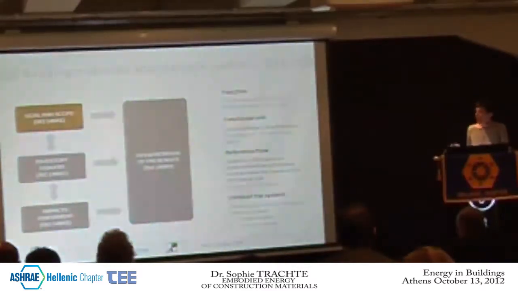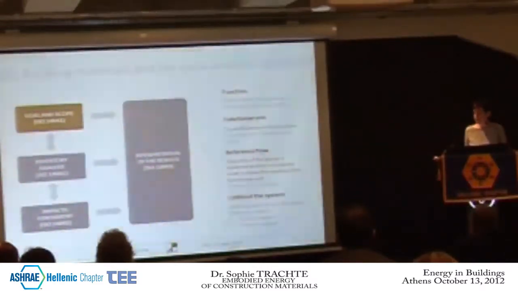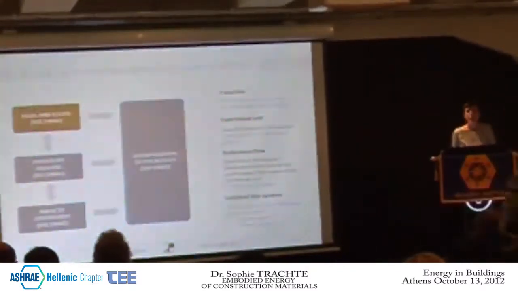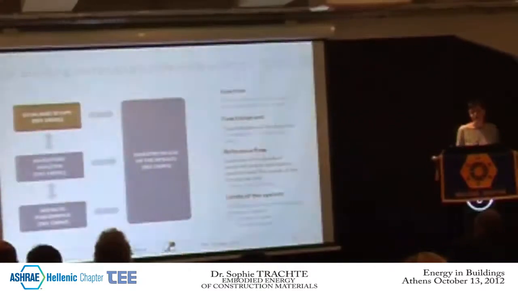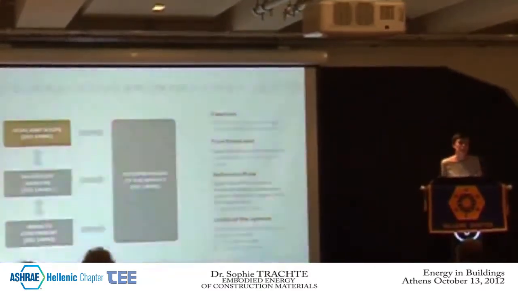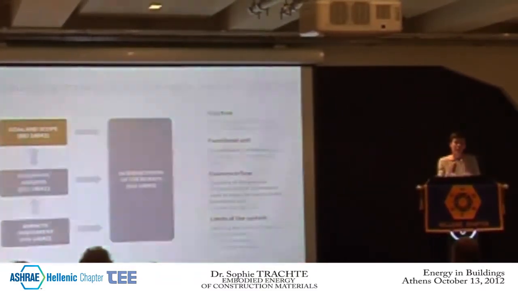A life cycle analysis does not analyze a material, but the material with its function. It's very important. So we can define a functional unit and also a reference flow. What is also important for this kind of analysis is to know the limits of the study. Is it a global study all around the life cycle, or does the study just take some steps and analyze some steps of the life cycle?